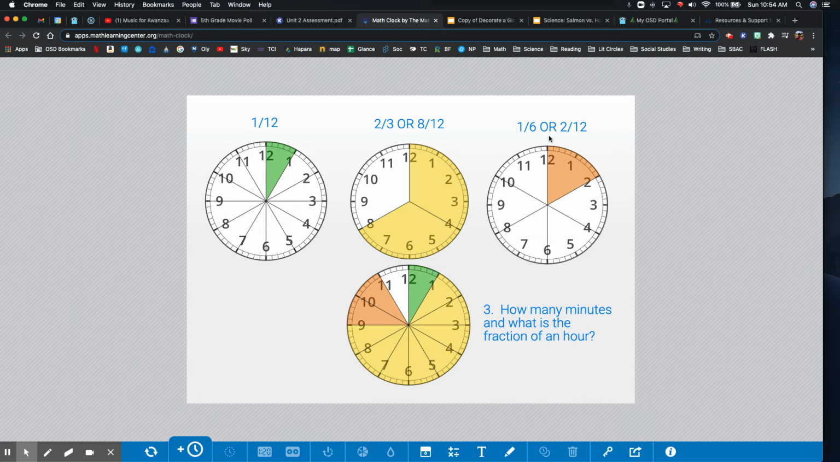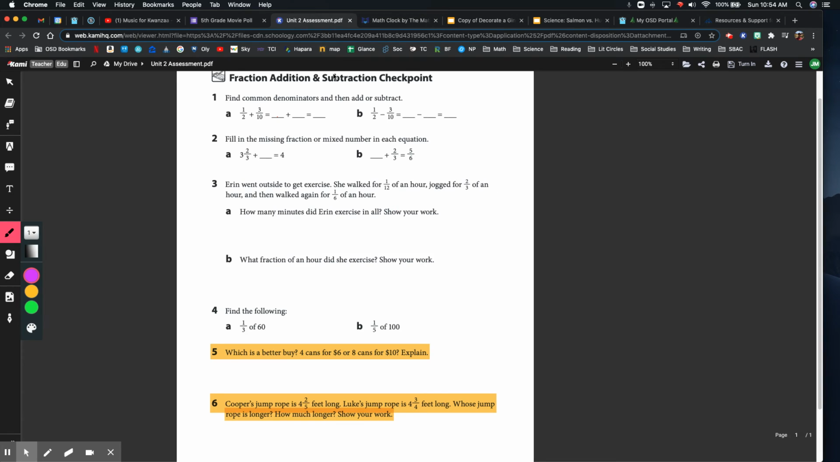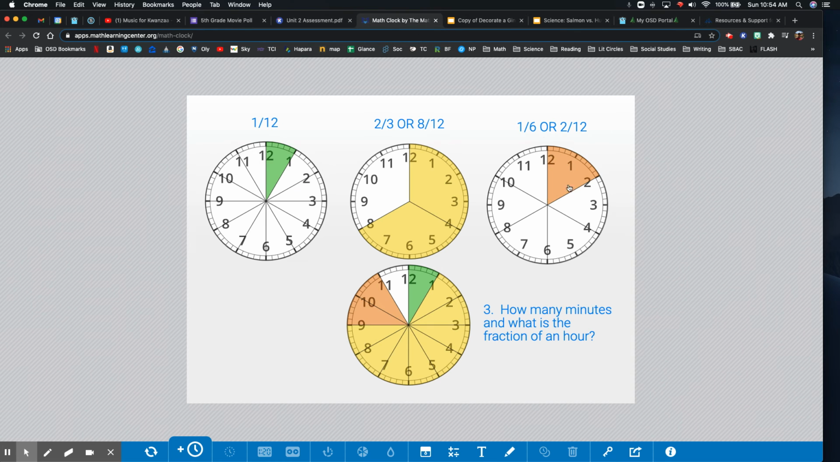And then the last one was, what did she do? I forgot what she did for her sixth. Oh, she walked again for another sixth. So 1/6, I cut this clock into 6 equal parts, and I shaded in one of them, which goes to the 2, which is 2/12. And then in this bottom clock here, I combined all of her exercise into this. So green is 1/12, yellow is 8/12, goes to the 9 because we already have this 1/12 up here. And then this orange here is 2/12 or 1/6.